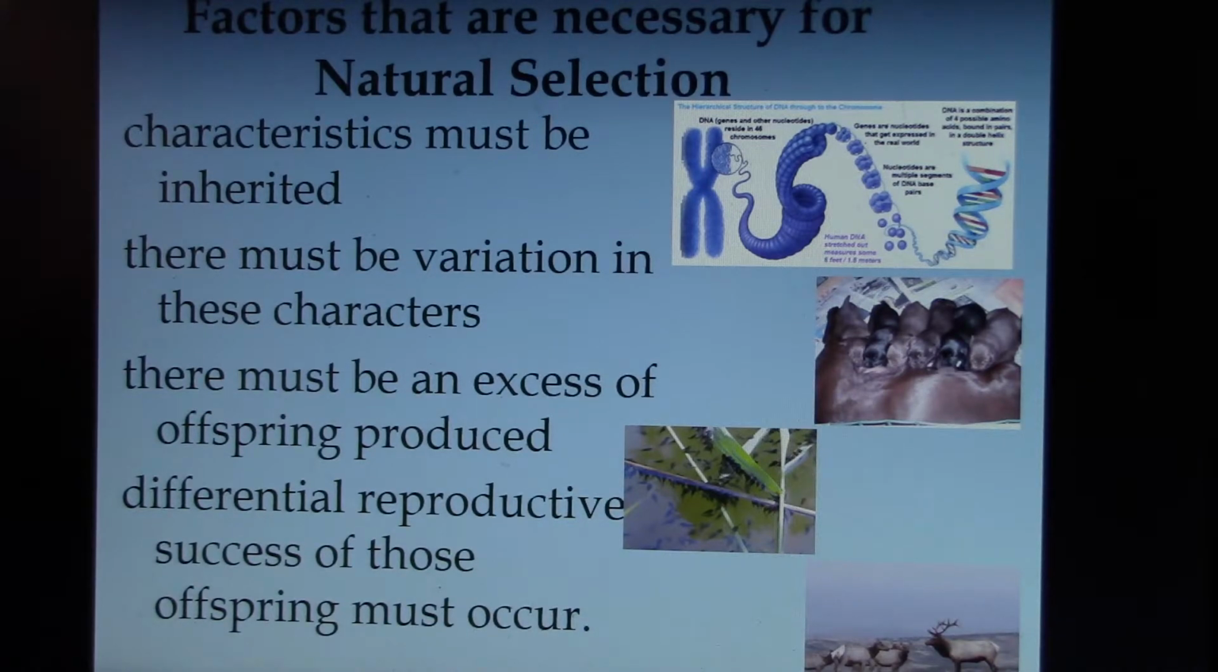Well, the characteristics must be passed down from parents to offspring. This wouldn't work if it wasn't something that the parent had that they passed on to their offspring, and that they're doing better and more likely to survive and reproduce than other members of the population. But there has to be variation.